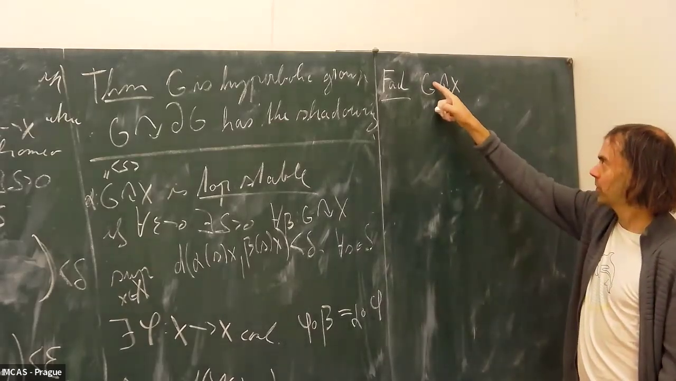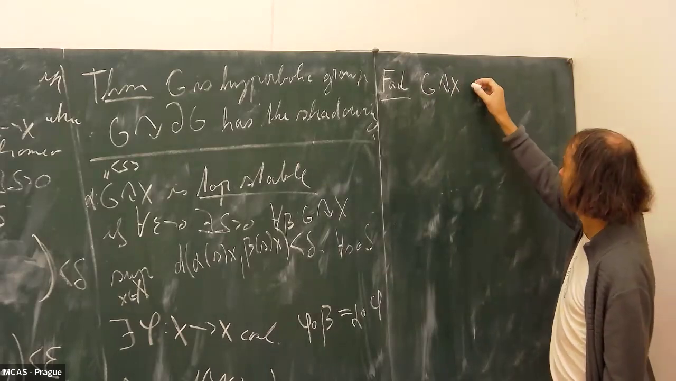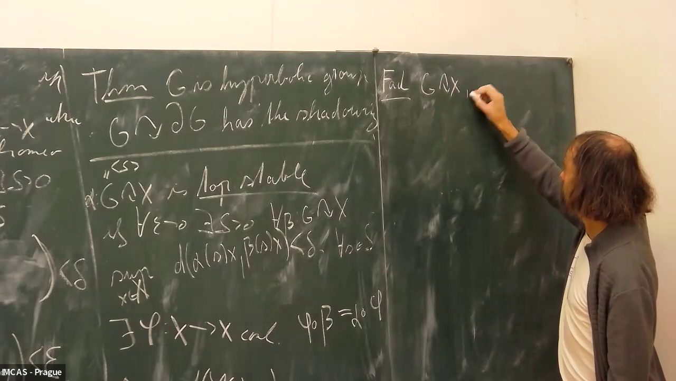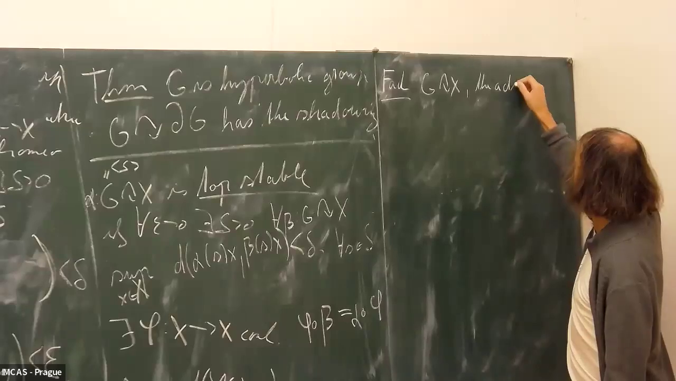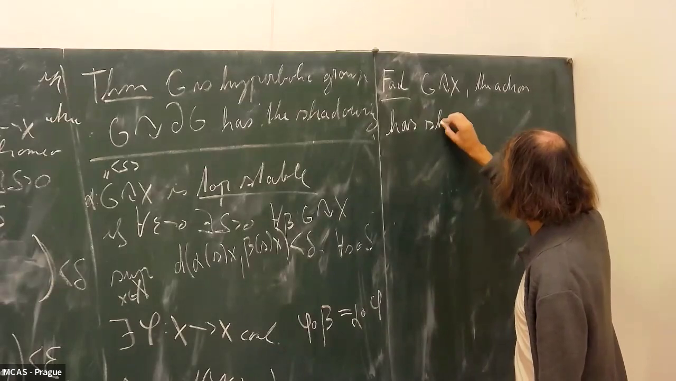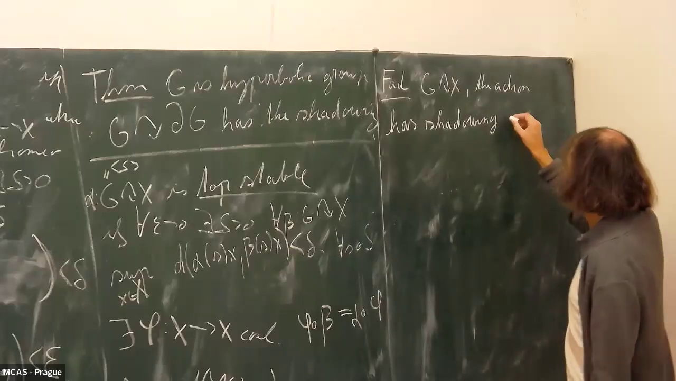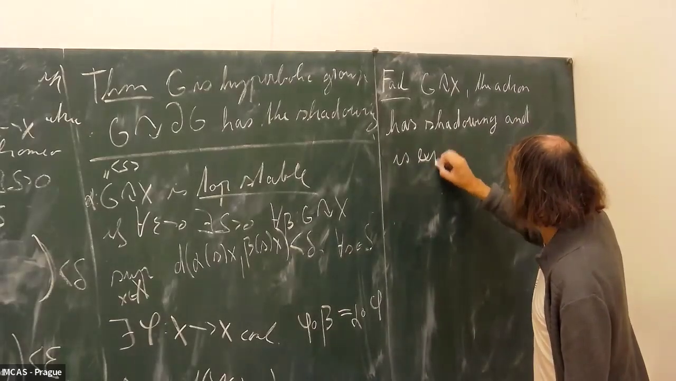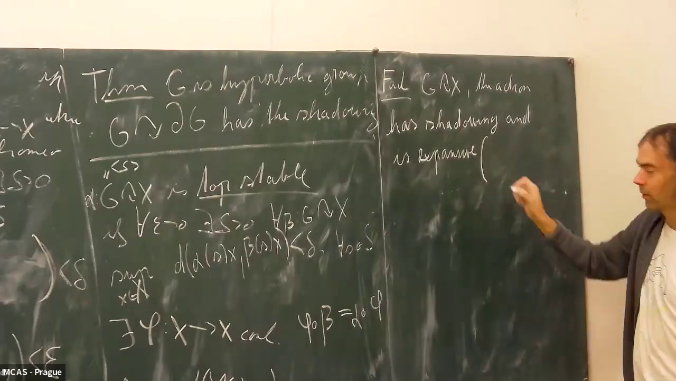If we have an action of G on a compact metric space by homeomorphisms, and this action has shadowing, then... So I will just say what it means.